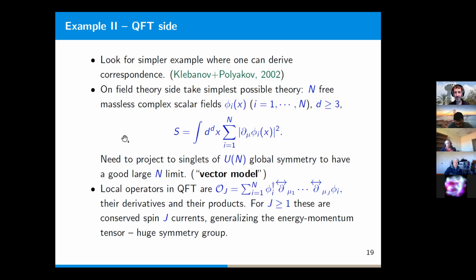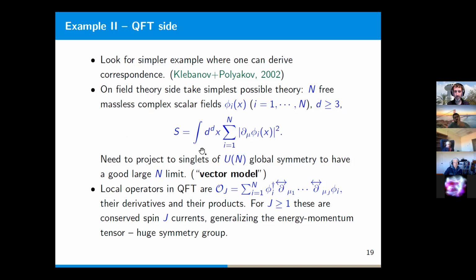Of course, if these fields would really be completely free and decoupled and not talk to each other, then this theory would not have a nice large N limit. But in order to have a nice large N limit, we need to project this theory just to singlets of the U(N) global symmetry. And then the resulting theory, which is often called the vector model, does have a nice large N limit.